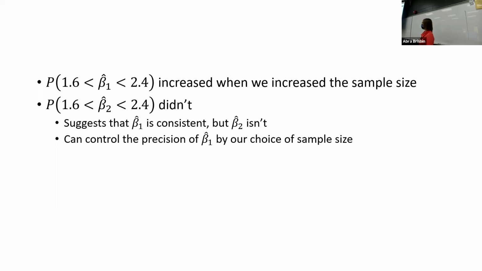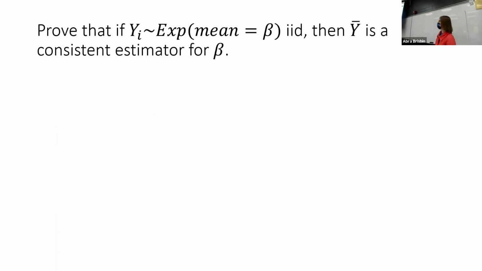All right, so let's try to prove that our empirical results from lab yesterday are actually true. So let's prove that if the y sub i's are an independent and identically distributed sample from an exponential distribution with mean beta, then y bar is a consistent estimator for beta.